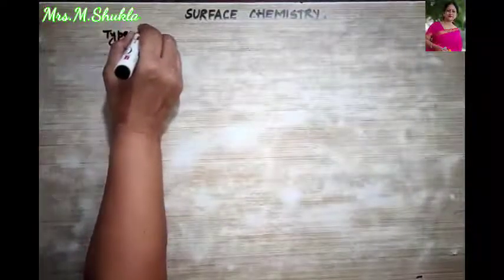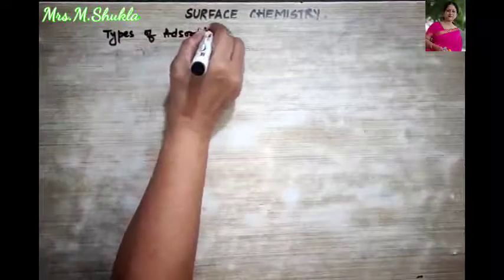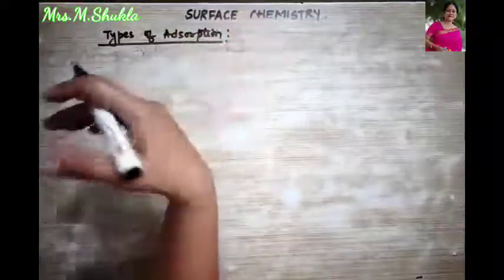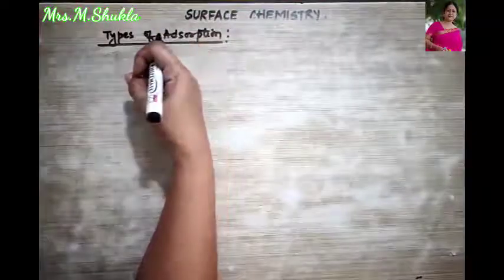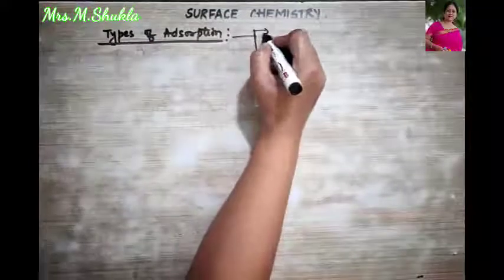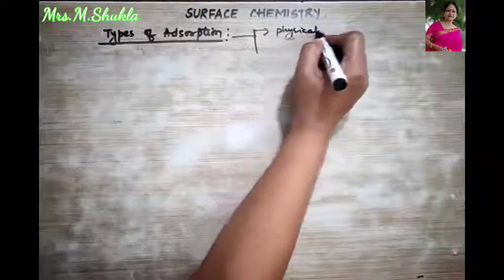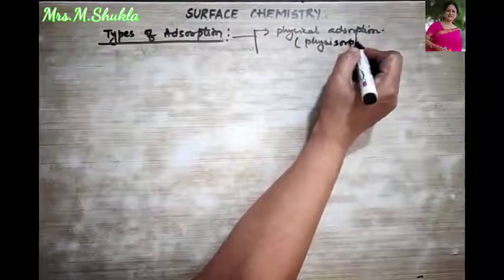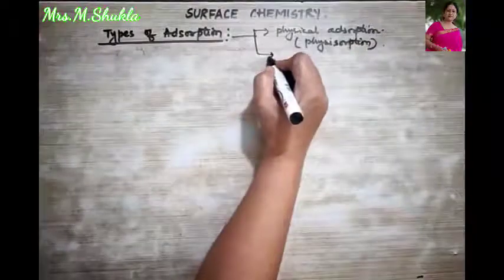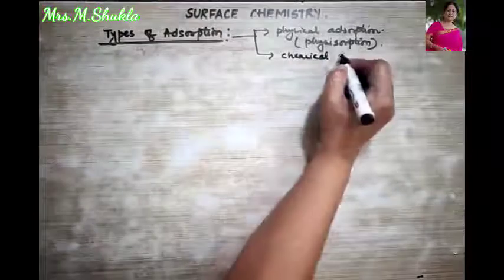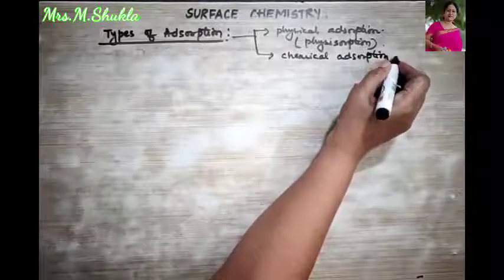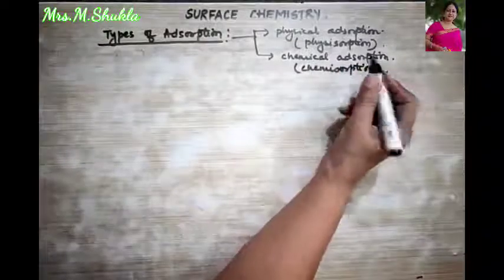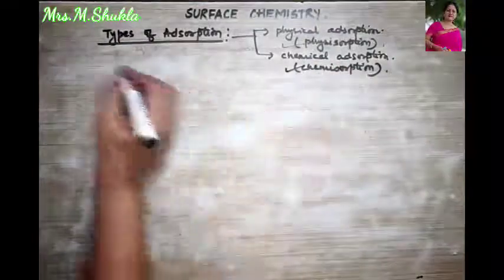The types of adsorption. Okay, so there are 2 types of adsorption depending on the forces with which they hold the adsorbate on the surface of the adsorbent. They are of 2 types. What are they? They are called physical adsorption, which is also termed as physisorption, and the second one is termed as chemical adsorption, also termed as chemisorption. So we are going to talk about physisorption and chemisorption. So first let's talk about physisorption.